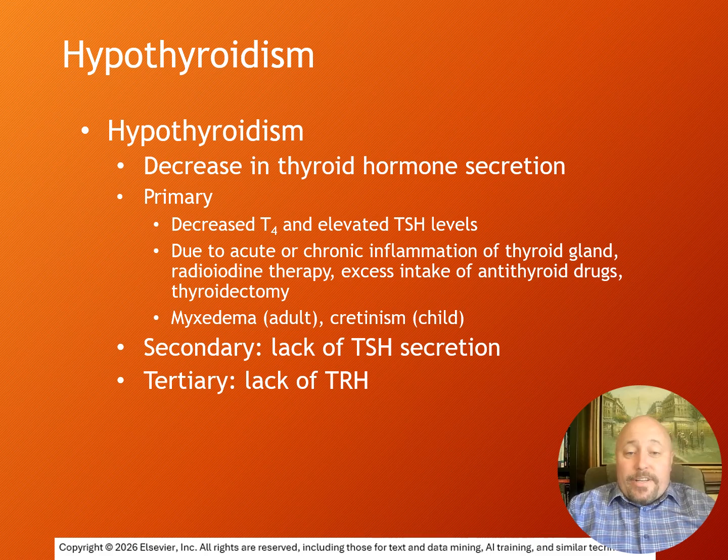Hypothyroidism. This is a decrease in thyroid hormone secretion, primarily decreased T4 along with those elevated TSH levels. And it's due to acute or chronic inflammation of the thyroid gland, radioactive iodine, an excessive intake of antithyroid drugs, or it could be secondary to a lack of TSH secretion.